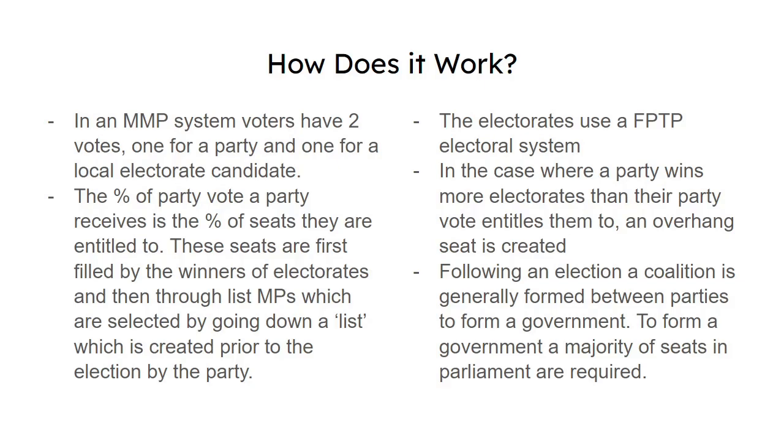Following an election, a coalition is generally formed between parties to form a government, as MMP leads to a lot of smaller parties being put into parliament. To form a government in New Zealand, a majority of seats in parliament is required, which is generally 61. However, the amount required can increase due to overhangs.